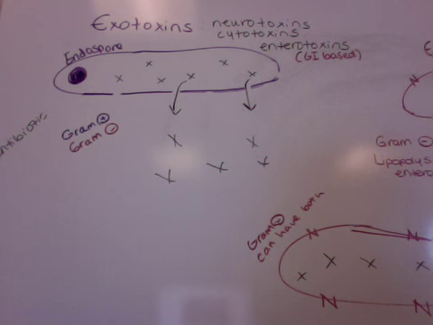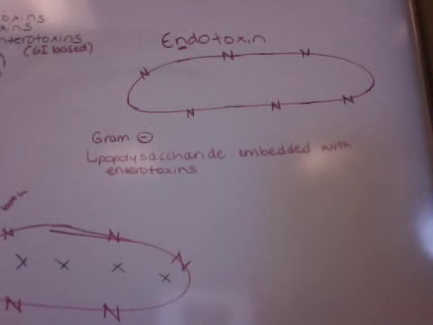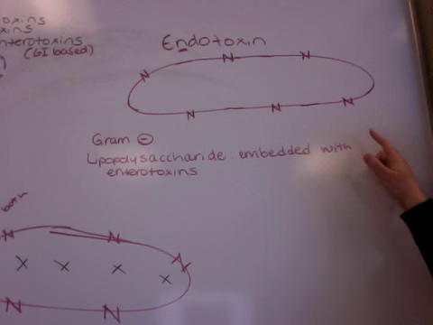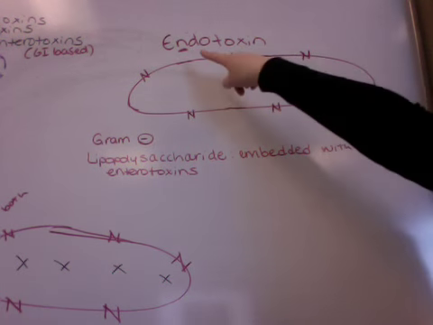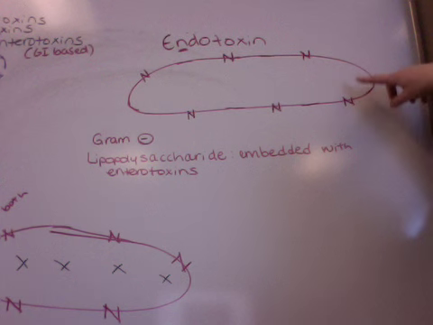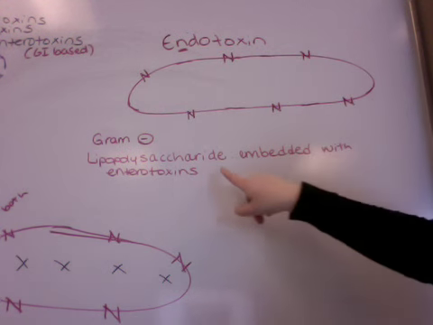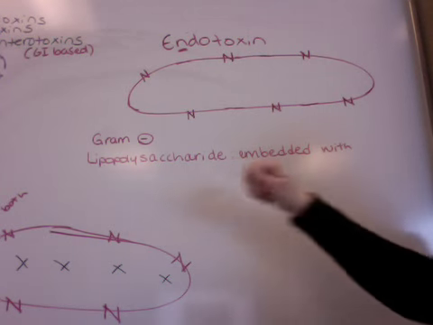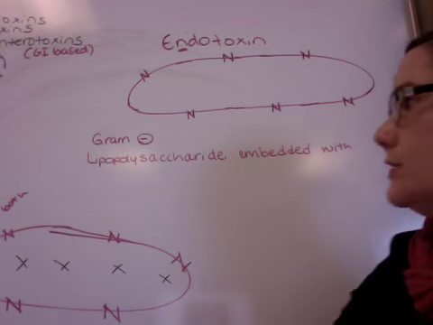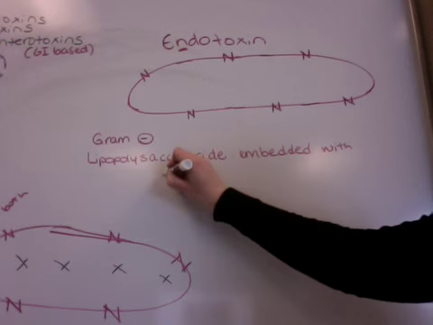Now, over on the flip side, we have what are called the endotoxins. So the endotoxins are typically found in gram-negatives. And what they are is I signified them with the N for the endotoxin. The endotoxins are part of the lipopolysaccharides. So they are embedded directly into the lipopolysaccharide.